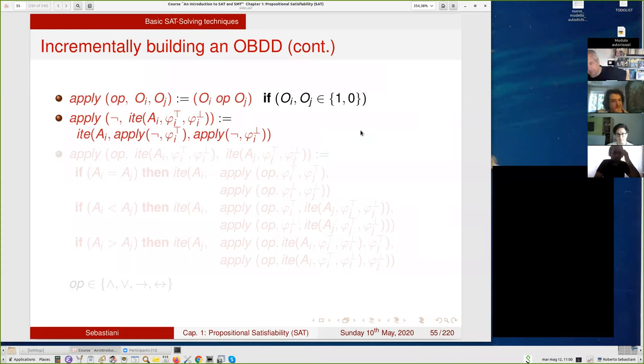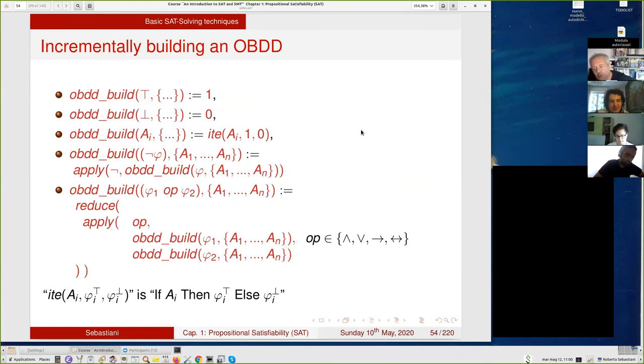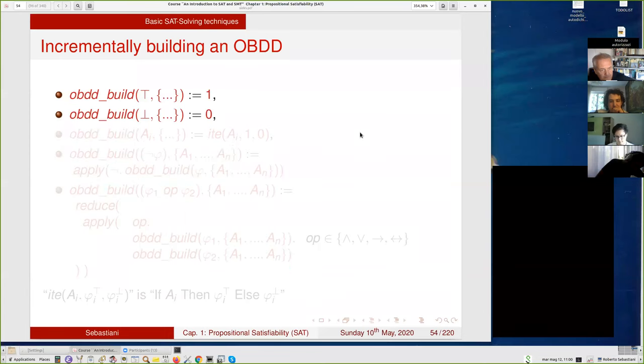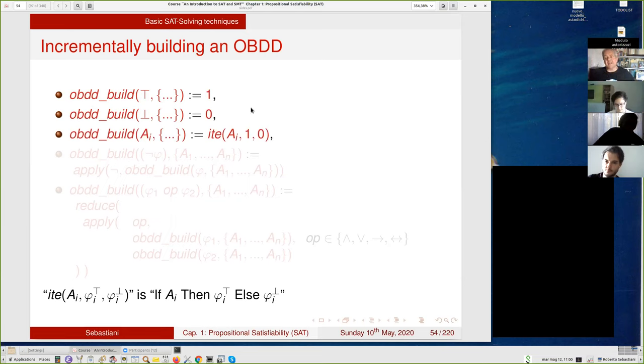Okay, let me go through this. How do the algorithms to build OBDDs actually work? The idea is that the algorithm which builds an OBDD works bottom up as follows. The OBDD of true, regardless of the order, is node one; the OBDD of false, regardless, is zero. And the OBDD of a single atom is: if the atom is true, go to the one node, otherwise go to the zero node, of course. So that's, again, easy.